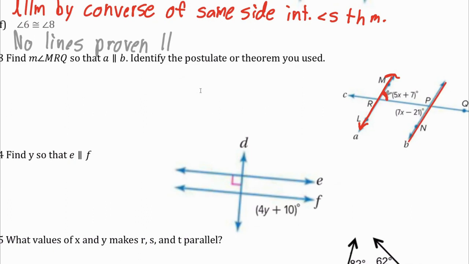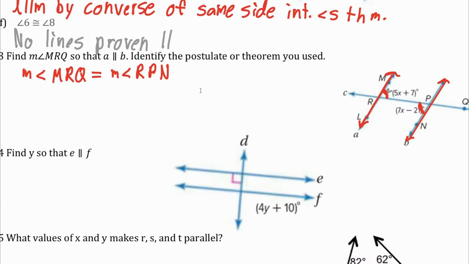So in order for line A to be parallel to line B, that means these two angles need to be congruent, right? The measure of angle MRQ needs to be equal to the measure of angle RPN. So in order to prove these parallel, that has to be true. And we'll state the theorem that we used a little bit later. So for right now, we can go ahead and set these measures equal. So we can say 5x plus 7 equals 7x minus 21.